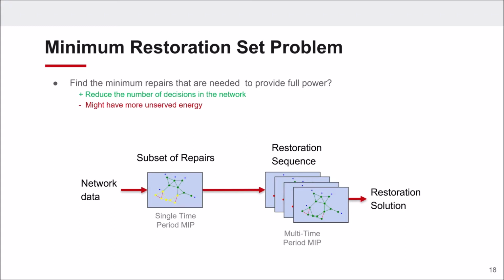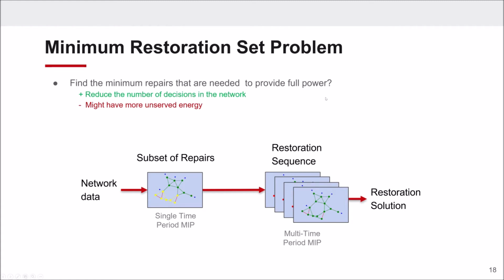One scenario is to be able to use a pre-processing step, in this case the minimum restoration set problem. The objective here is to find the minimum number of repairs that are needed in order to provide full power. So we're only looking at one copy of the network. It's this single time period, much smaller than that full restoration ordering, and then we just select the repairs needed in order to fully supply power, and then we don't have to consider additional repairs that are for redundancy in the network.